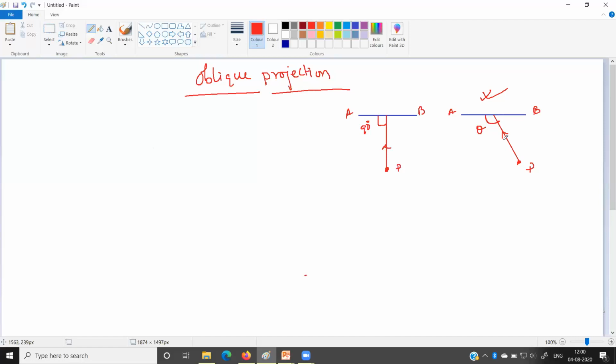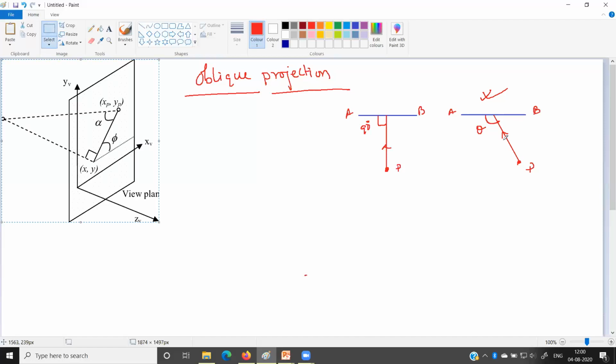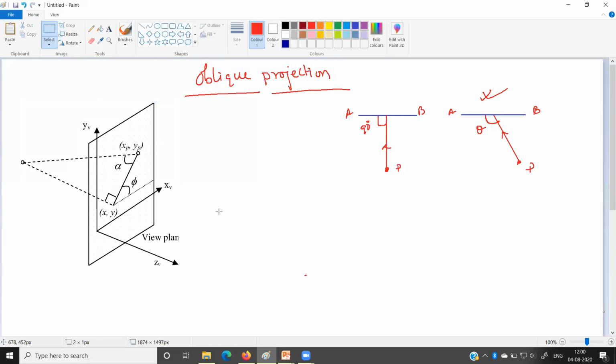So let us discuss how we can generate the projection matrix, the transformation matrix for the oblique projection. Okay, now consider this diagram over here. So you can see this diagram. Now in this diagram you can see that there is a point which is called P.